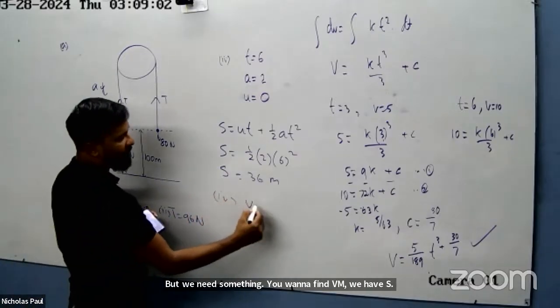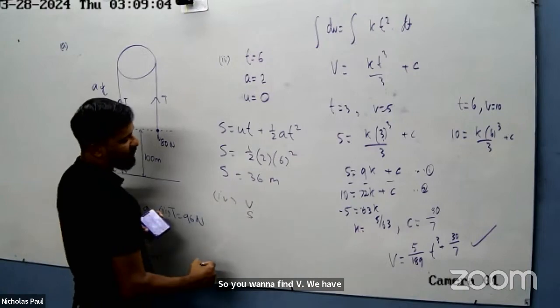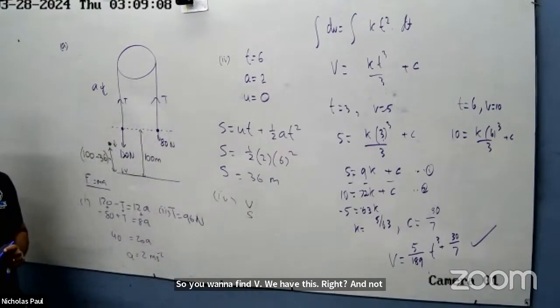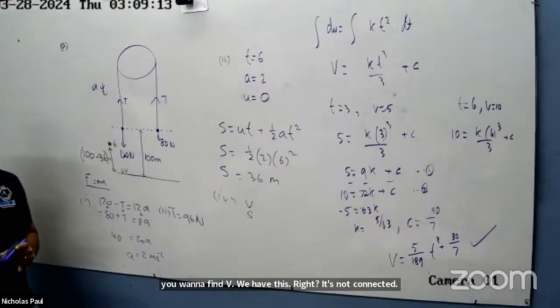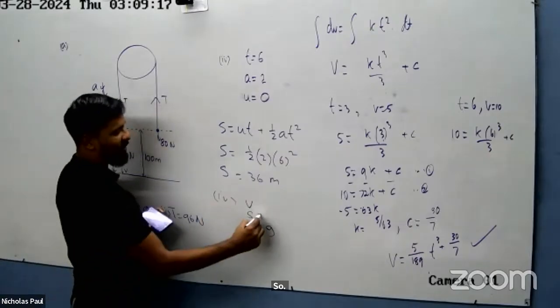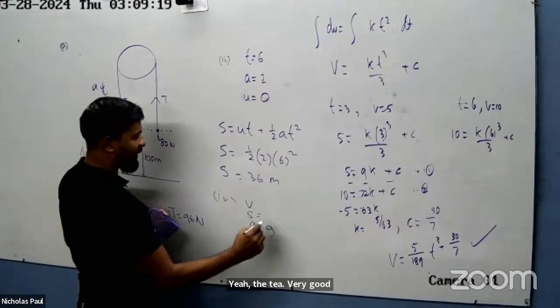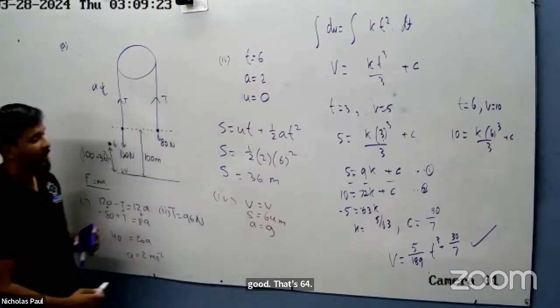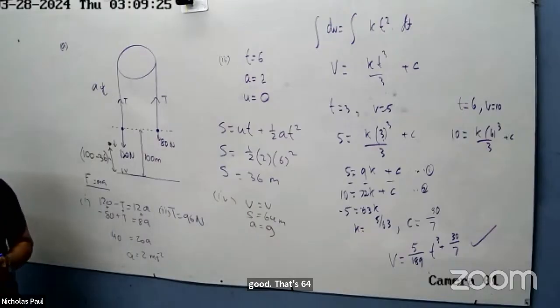So you want to find V, we have S, right? It's not connected, so what will the acceleration be? Gravity, very good. That's 64. V is V. Right, but we need something else to use the equation. What do we need?